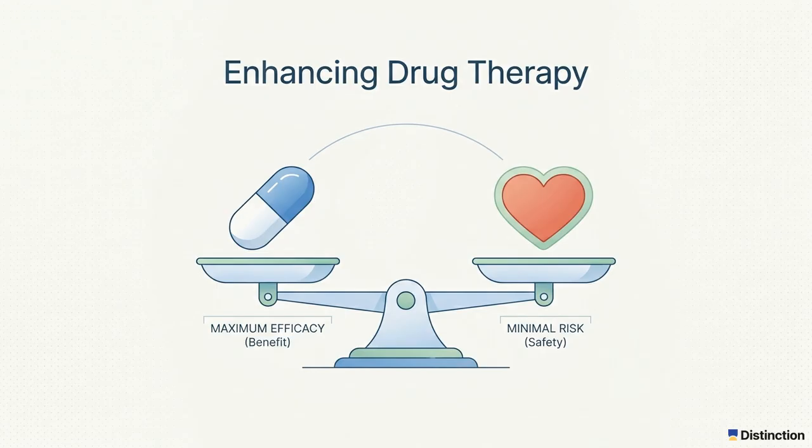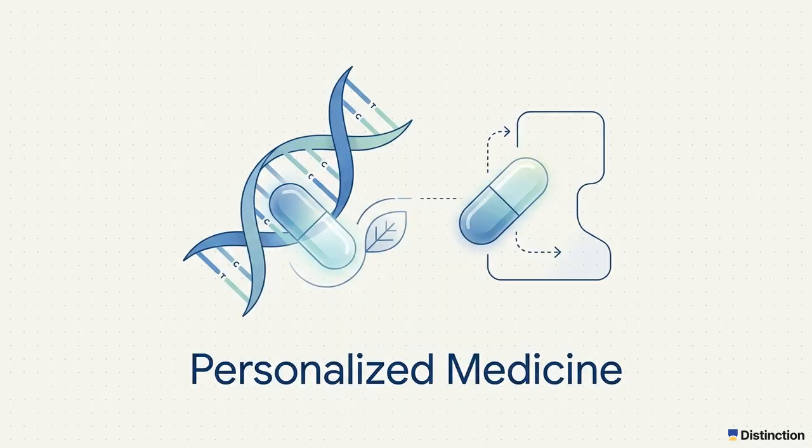By applying pharmacokinetic and pharmacodynamic principles, we can enhance the efficacy and safety of drug therapy. This ensures that patients receive the maximum benefit with minimal risk. It's important to note that individual factors such as age, weight, and existing health conditions can significantly influence how a drug acts in the body. Personalized medicine aims to tailor drug therapy to the individual's unique characteristics.